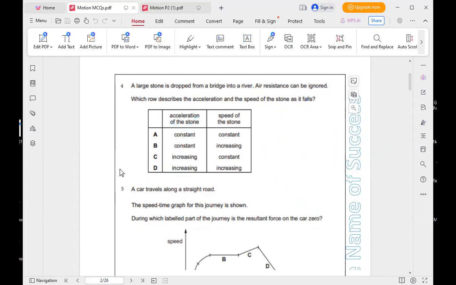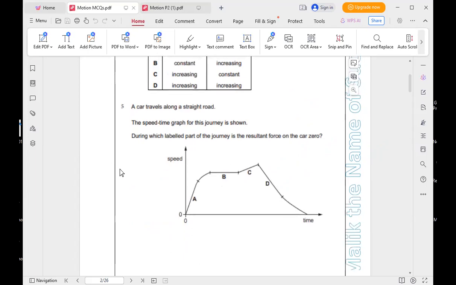Okay, now come to question number 5. In question number 5, they are asking about a car traveling along a straight road. The speed time graph for this journey is shown. During which part of the journey is the resultant force on the car zero? The resultant force on the car is zero.